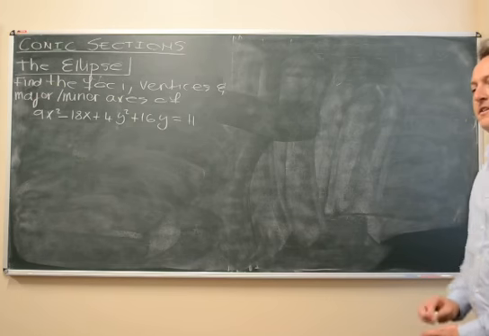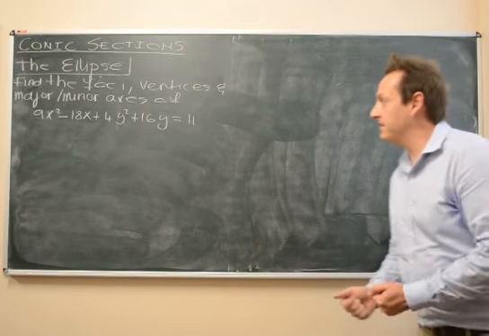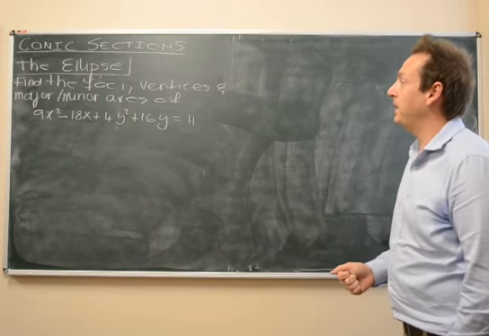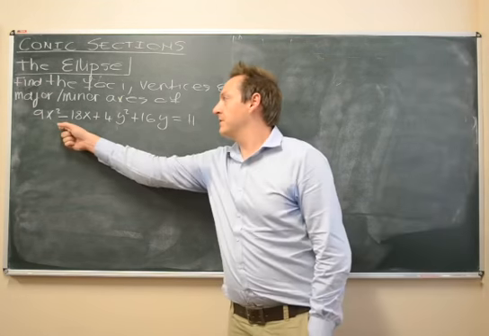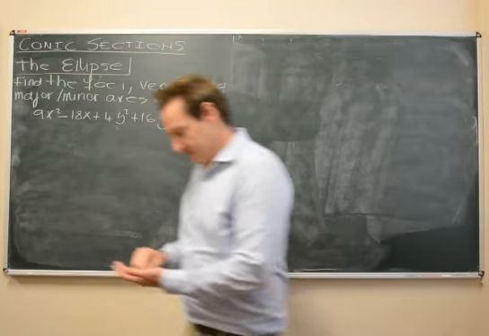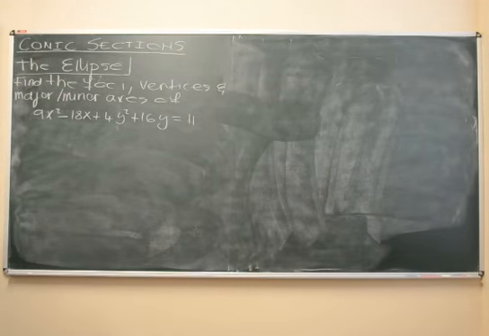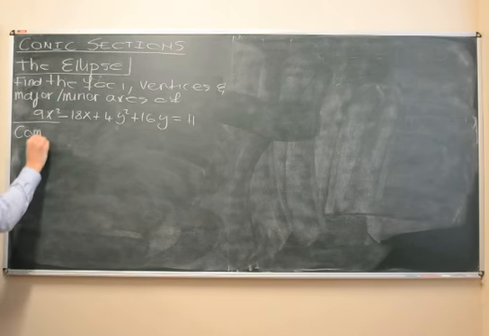Alright, so let's look at another example of an ellipse. In this ellipse we want to find the minor axis, the major axis, the foci and the vertices. The ellipse with this equation. Whenever you have an ellipse like this which isn't in standard form, the first thing you do is to complete the square.